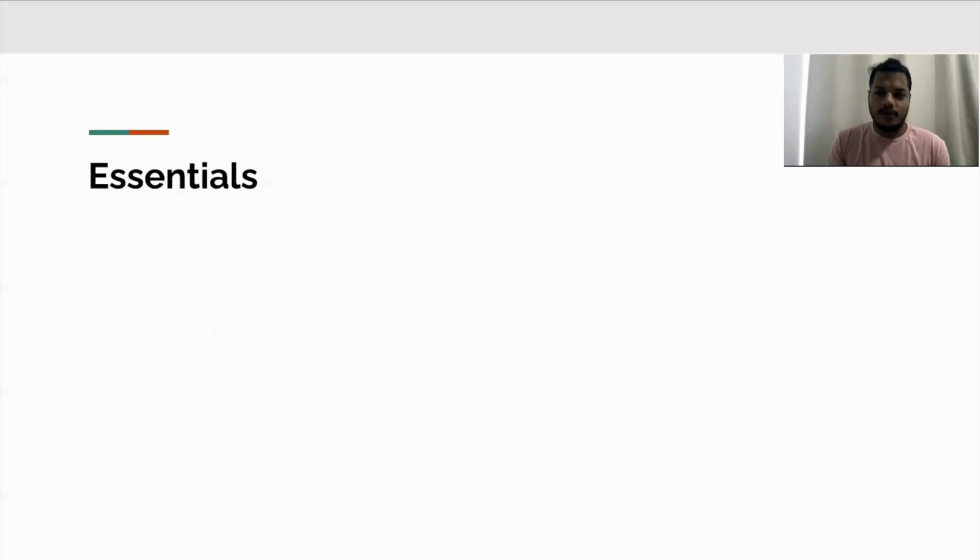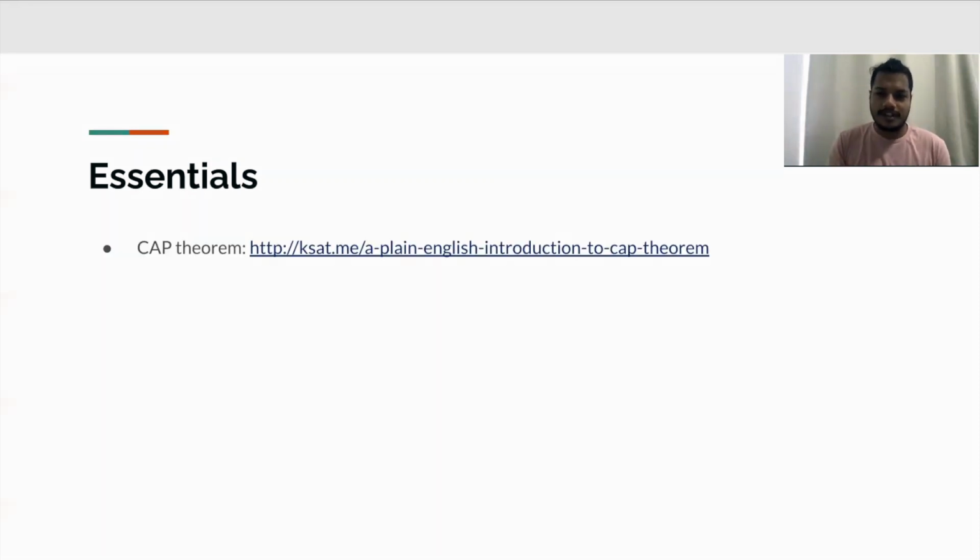So now what I'm going to do in this section is tell you some of the basic theories that you can read and understand, which will help you as guiding principles to expand your basic system design. The first and the foremost is the CAP theorem. The link that I've attached here is probably one of the best illustrations of the CAP theorem that I've ever read. It's in simple English and will definitely clear your doubts around the CAP theorem. CAP stands for consistency, availability, and partition tolerance.